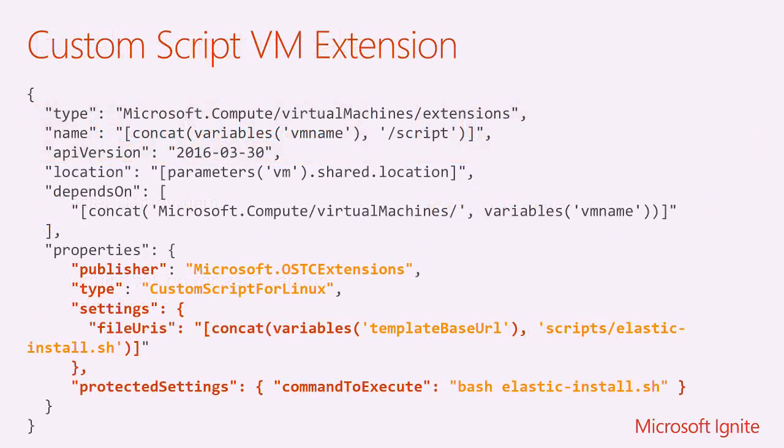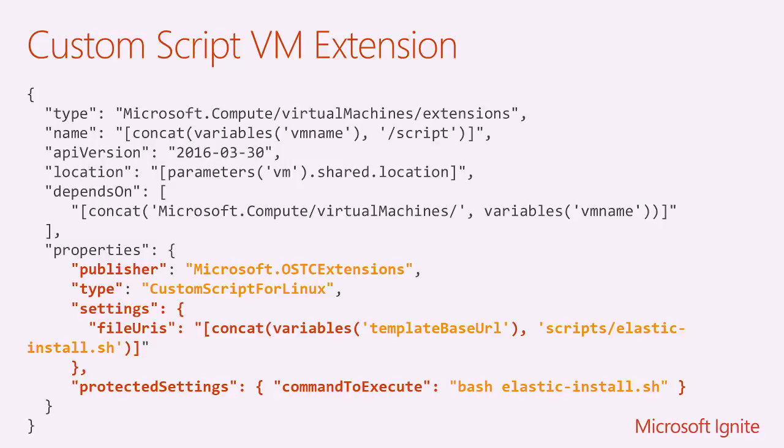So we use this custom script VM extension. When we deploy Elasticsearch clusters, we currently deploy to Ubuntu. It's on the roadmap to also deploy to Windows servers and perhaps some other Linux distributions as well. And we use the custom script for Linux here. We simply point it at a bash script, and that bash script has all of the steps in there to deploy the template.